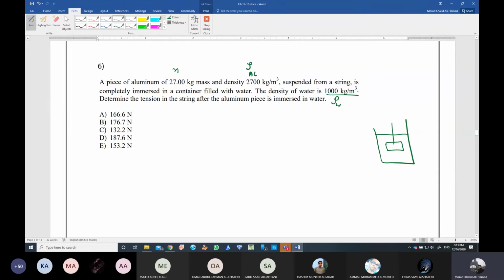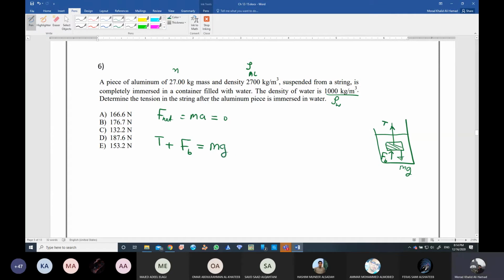According to Newton's second law, we know that F net is equal to mass times acceleration, right? What are the net forces acting on this aluminum piece? Here we have the weight, mg, or force due to gravity. Here we have the tension force, and we have the buoyant force upward. Right, Shabab? So tension plus buoyant force will equal mg. Since it is not moving, the net force equals 0 because the acceleration is 0.